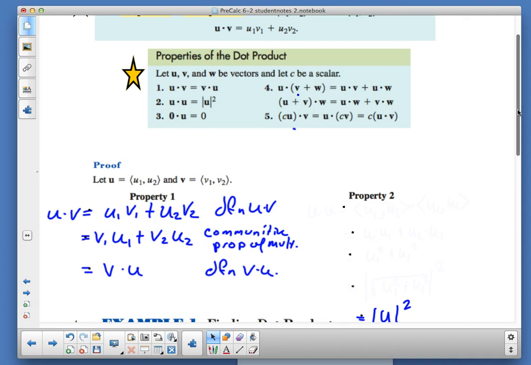Will I have you do it overall? No, but it's really talking about the idea of vector multiplication and how it's commutative.